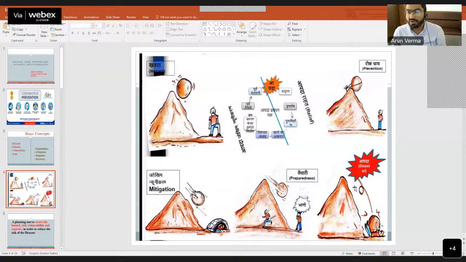But in the disaster, what happened? This falls down and there might be chances of them.